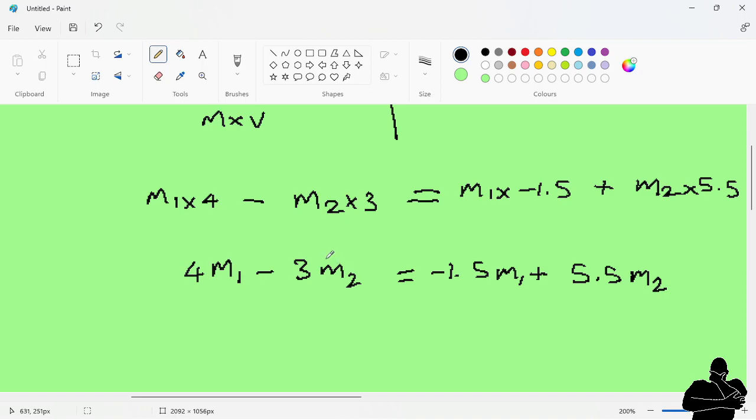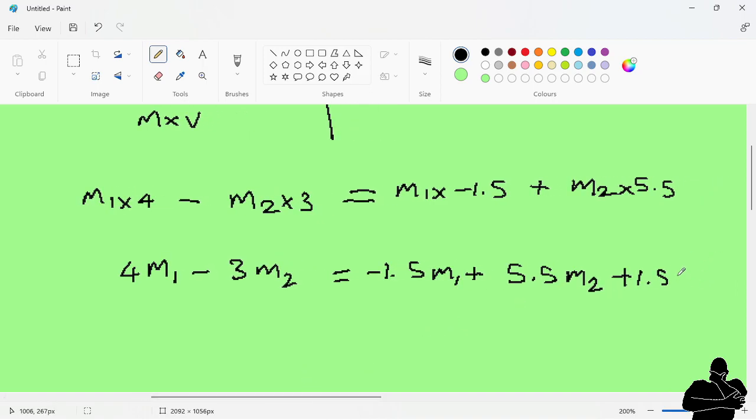Now we want to get m1 on one side and m2 on the other. And the reason we're doing that is because we want to find a ratio between m1 and m2. Let's put the m1s on this side. In order to do that, we're going to have to take the m1 from here, and do something to this side of the equation so that we remove m1 from this side and it ends up over here. The thing we're going to do is add 1.5 m1 to both sides. So the 1.5 m1 positive minus the 1.5 m1 gives us 0.